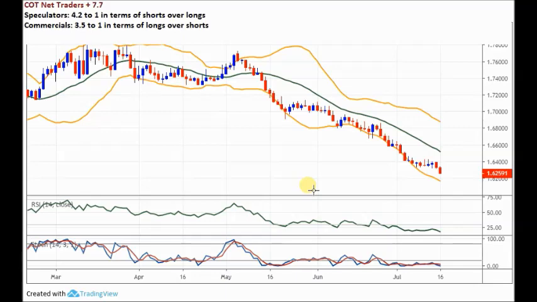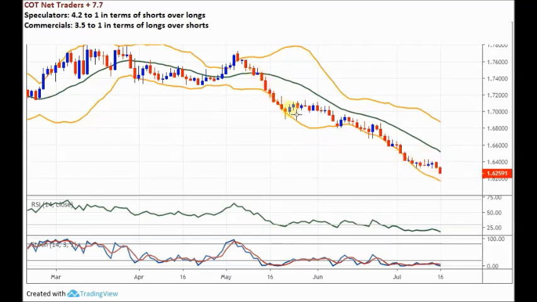Now, from a pure technical perspective, no indication here of a trend change coming. But on the COT net traders, there is. Speculators are 4.2-to-1 in terms of shorts over longs. Commercials are 3.5-to-1 in terms of longs over shorts. That divergence between two groups, plus 7.7, has really built up as we've come through the 164 level.